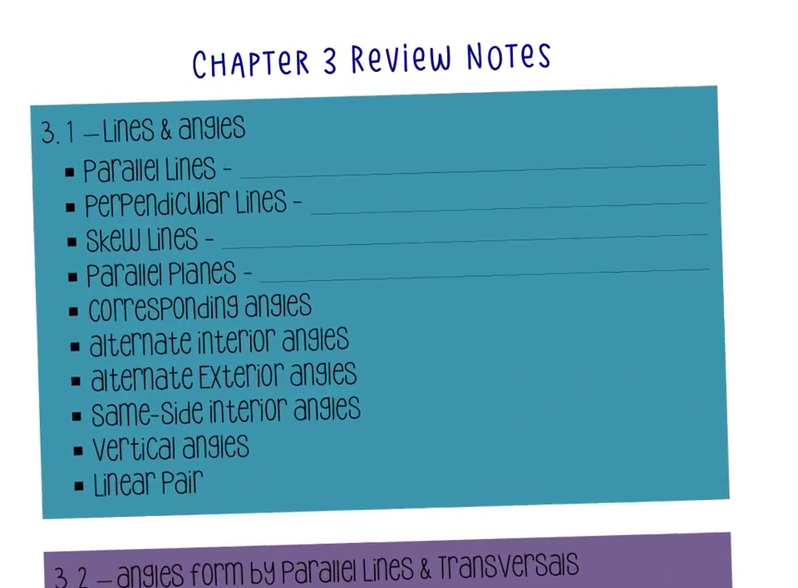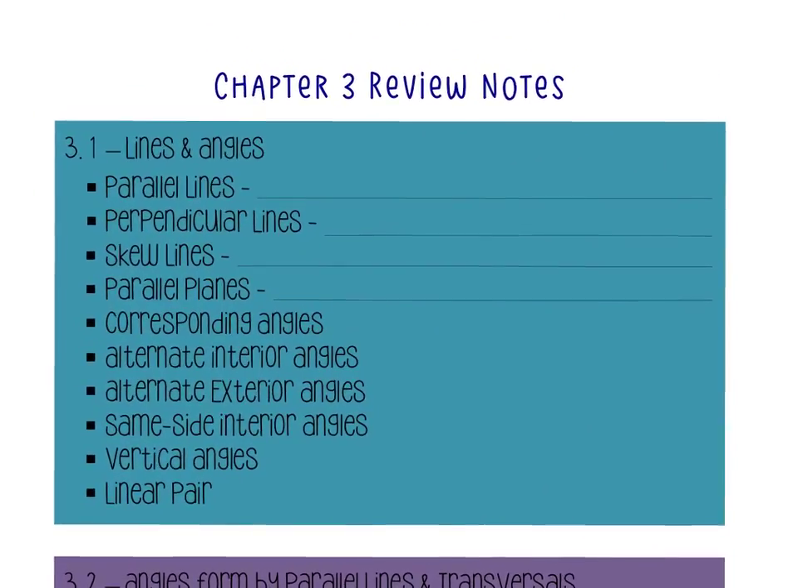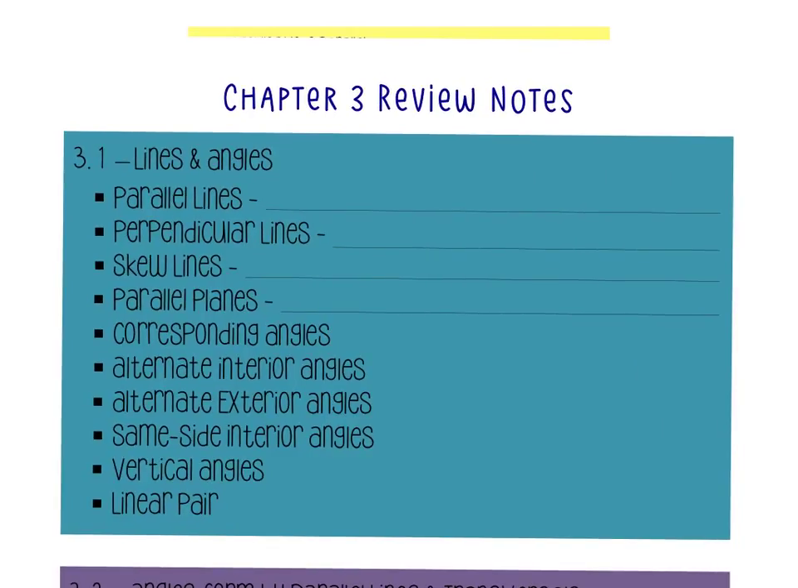So this is the information that you need to know from your chapters, okay? Again, this note is on the module all the way at the bottom. So from 3.1, you basically have to know all of those definitions. Not like write out the definition for parallel lines, but you should be able to identify parallel lines from a diagram, or perpendicular, skew lines, parallel planes, corresponding angles, alternate interior, alternate exterior, same side interior, vertical angles, and linear pair. So all of that is stuff that does not go away, so I can't stress how important it is to really grasp these concepts. You have to know all those, okay?